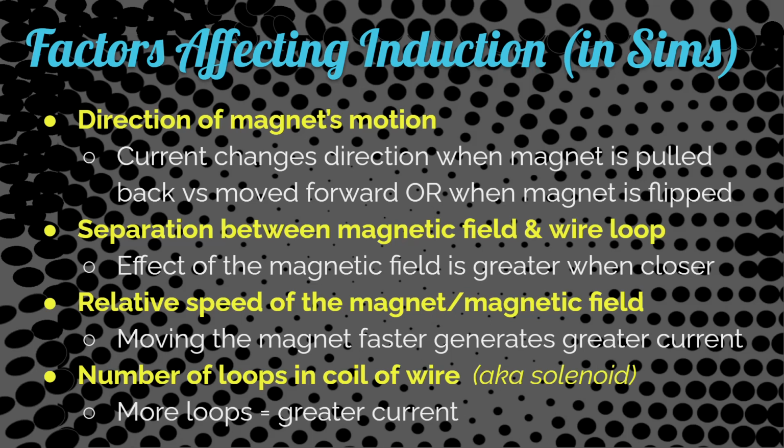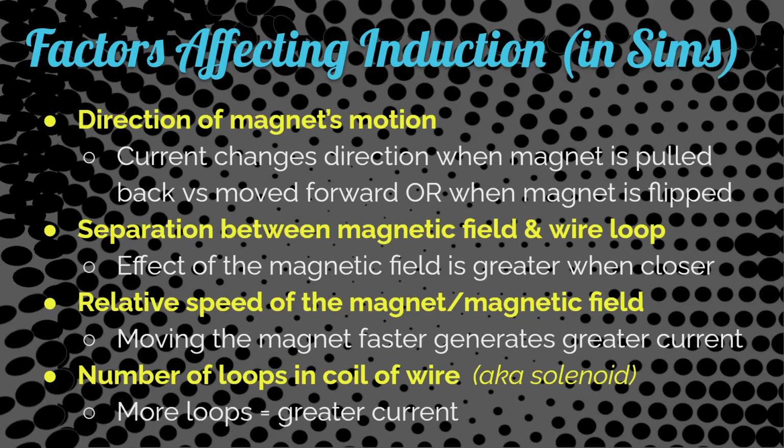Okay, so the first factor that affected your electromagnetic induction was the direction of the magnet's motion. When you used the PhET and you moved the magnet toward the loop of wire, that caused a current flow in one direction, and when you moved it away, it caused a current flow in the other direction. You also just saw that in the video clip. His galvanometer pinged a point on the positive side one way and on the negative side the other way.